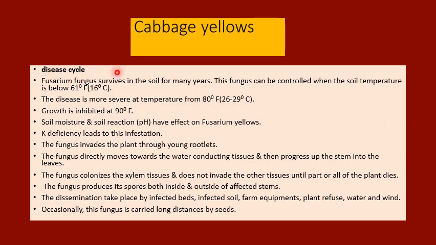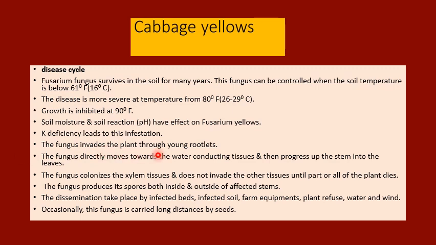Next we will go to the disease cycle characteristics of cabbage yellows. Actually, the Fusarium fungus survives in the soil for many years, as in other Plasmodiophora-like pathogens. This fungus can be controlled when the soil temperature is below 16 degrees Celsius. This disease is more severe at temperatures of 26 to 29 degrees Celsius. But the growth is inhibited at 19 degrees Fahrenheit. Then soil moisture and soil reaction also have an effect on Fusarium yellows, and potassium deficiency leads to this infestation.